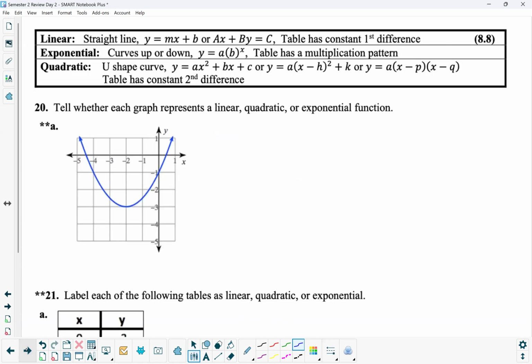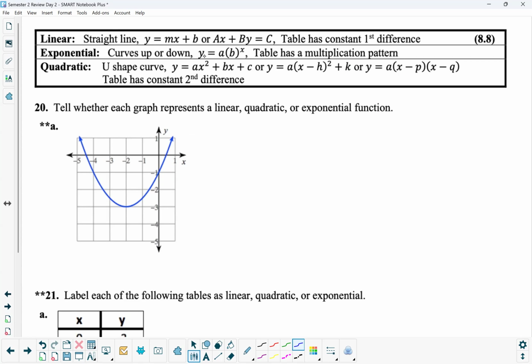The last part of Unit 8 was our comparison of linear, exponential, and quadratic functions. And you can see the definitions and some examples. So a linear function is a straight line, which would be y equals mx plus b, or ax plus by equals c. And if we have a table, the first difference is a constant. Exponential curves up or down.